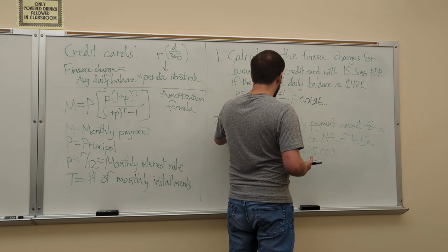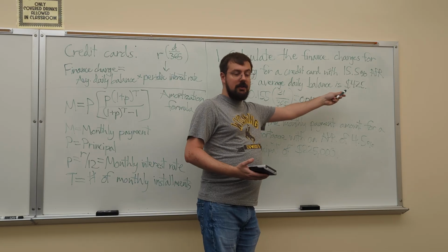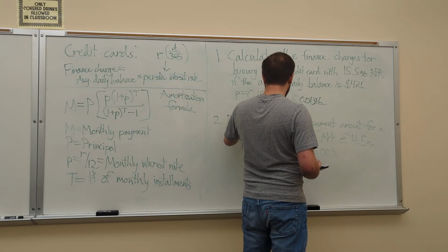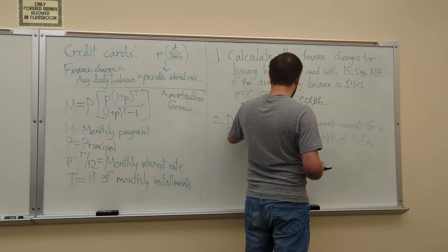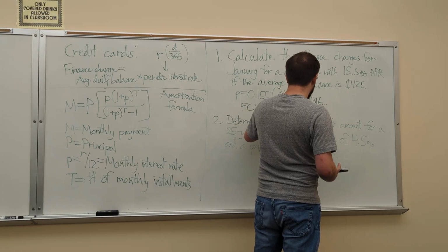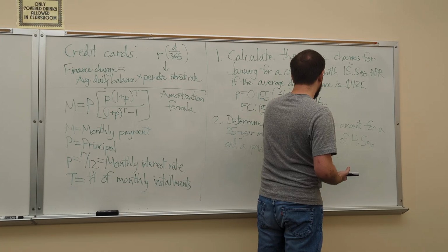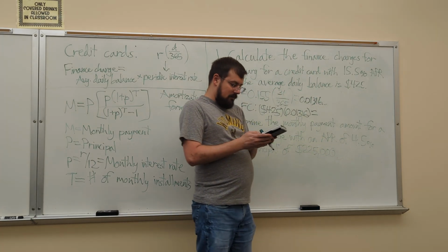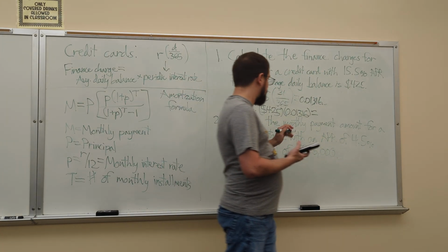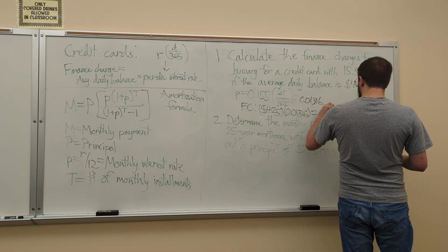Finance charges, we'll just use FC as our abbreviation for this. Our average daily balance, we said, is $425. So $425 times 0.01316. And that's going to give us finance charges of $5.59.